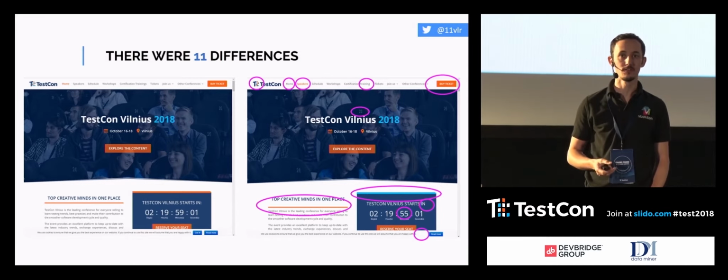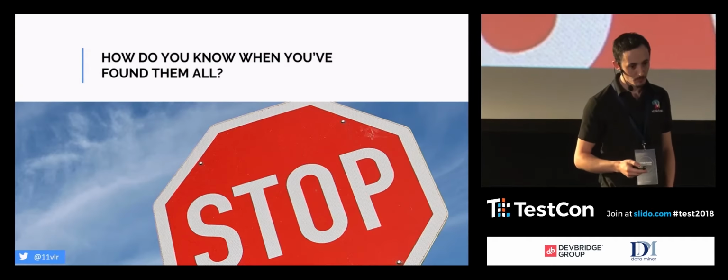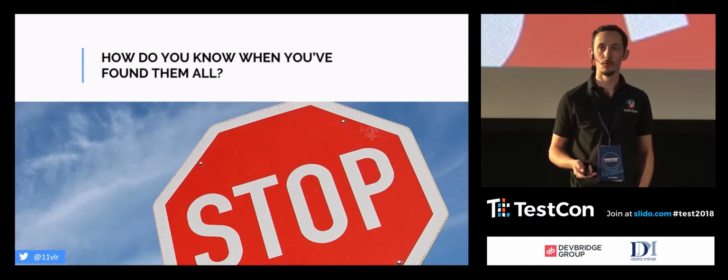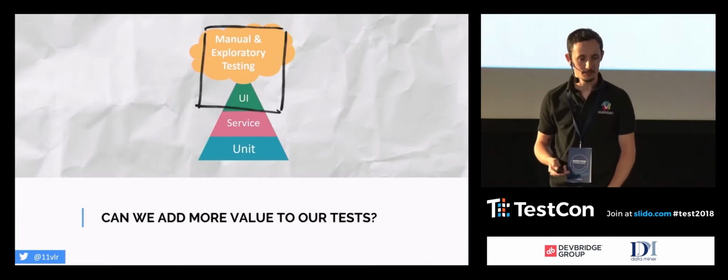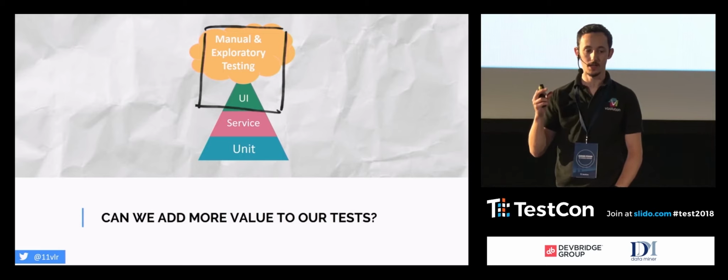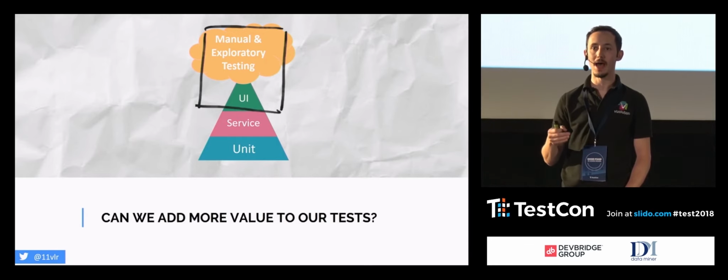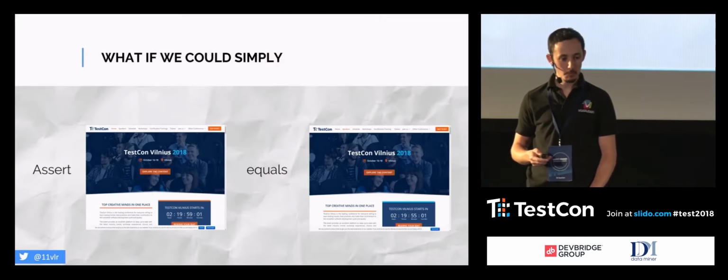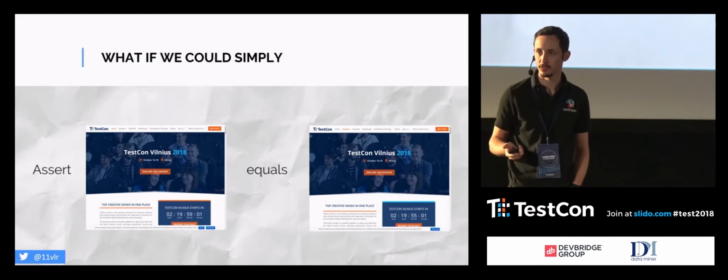And for some businesses, this can be critical, depending on the type of business that you're working in. And the problem is, how do you know when you found them all as well? It can be quite a task. So how can we start adding value then to the top of the stack? How can we start automating some of the manual checks? So this is where visual testing comes into its own.